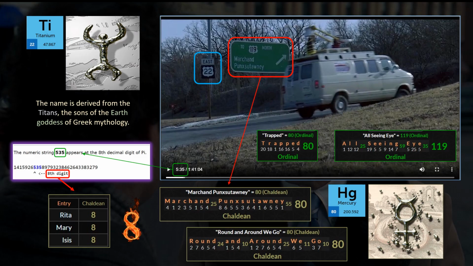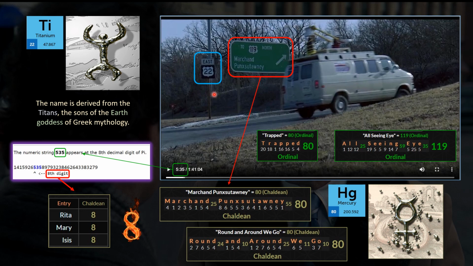Moving on. So when Phil leaves the news station in the van and he's driving to Punxsutawney with Rita and Larry, the cameraman, they round a corner, and I took a screenshot of that, and that was at 5 minutes and 35 seconds into the movie. The number 535 within the string of pi is the 8th digit, matching Rita, again in Chaldean, also Mary and Isis. So we definitely see some female goddess imagery there with the number 8.